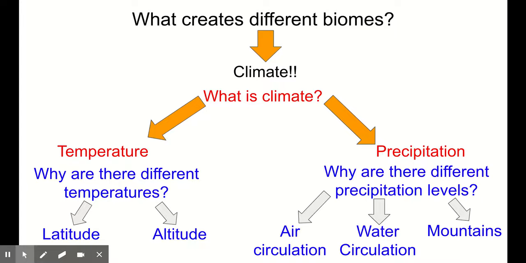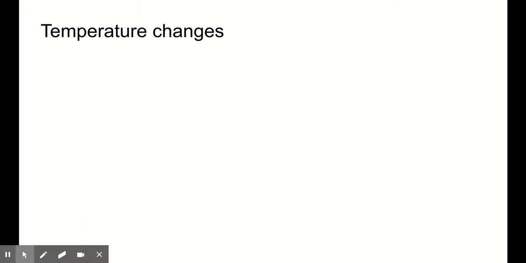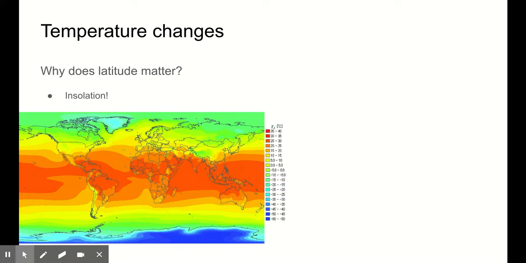So let's go through each of these. First, let's start with temperature. The first thing that matters is latitude, how far north or south of the equator we are. Why does that matter? This new term called insolation, not insulation, I didn't misspell it, that's insolation. S-O-L, sol, means sun. This means how much solar energy is each latitude getting, because each latitude gets a particular amount of solar energy, and it changes depending on how far north or south of the equator you are.